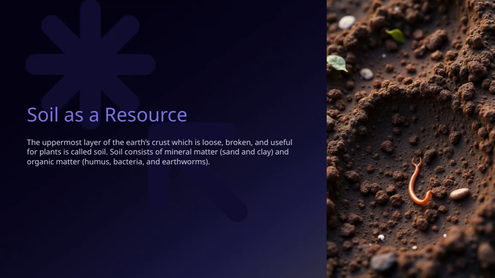The uppermost layer of the Earth's crust, which is loose, broken, and incredibly useful for plants, is called soil. Soil is essential because it provides the nutrients plants need to grow and thrive. It's made up of a mix of mineral matter, like sand and clay, and organic matter, which includes humus, bacteria, and earthworms. These organic components help enrich the soil, making it more fertile and better suited for supporting plant life.